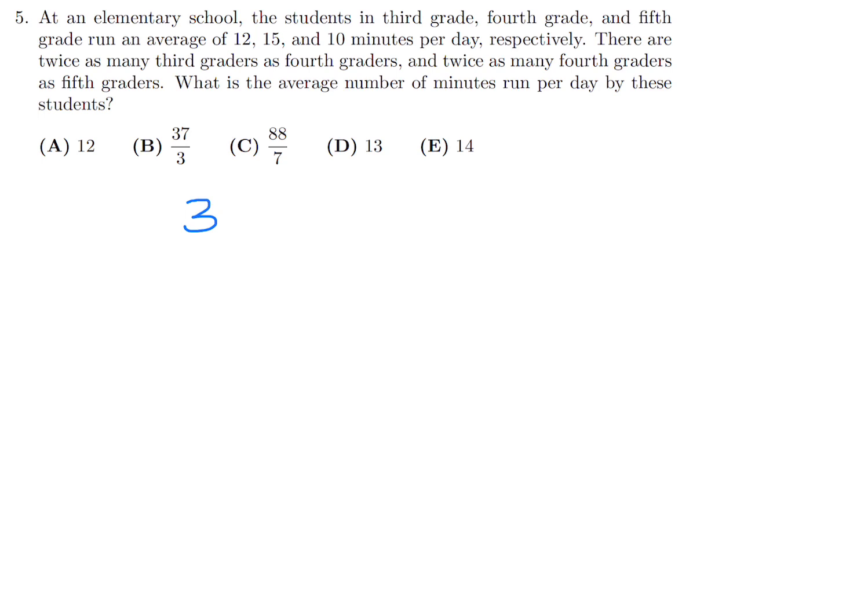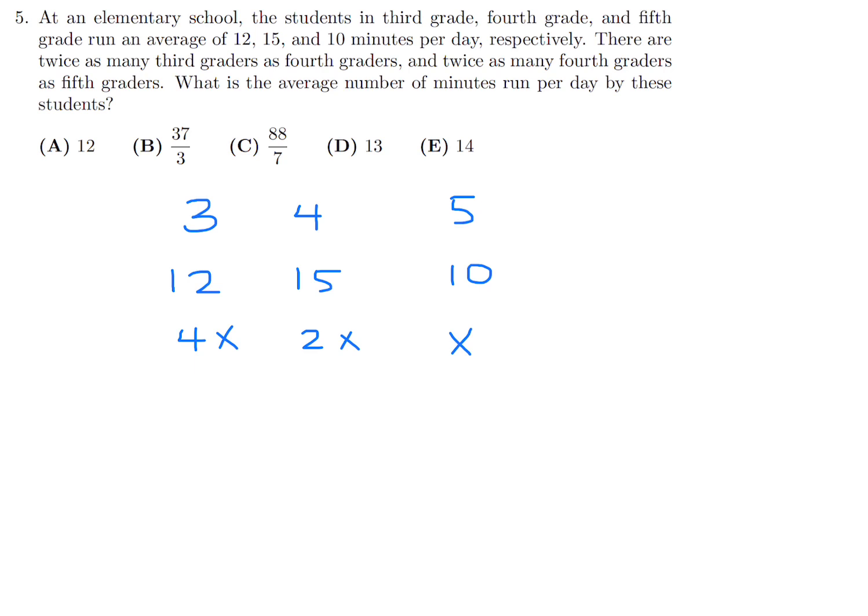So we got 3rd grade, 4th grade, and 5th grade, and they are running 12, 15, and 10 respectively, average per day. And then they tell you that you have twice as many 3rd graders, and so on, right? So we can just write that in terms of x, 2x, and 4x. That would satisfy that there's twice as many 3rd graders as 4th graders, and twice as many 4th graders as 5th graders. Okay?